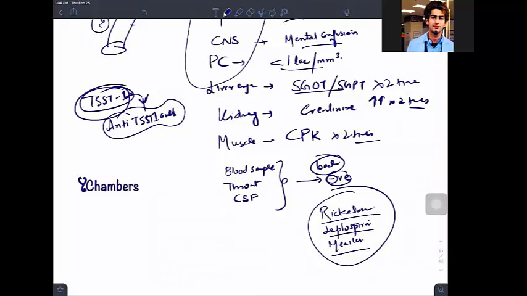So, beta hemolytic bacteria show no hemolysis. That's a false answer. Actually, beta hemolysis is a complete hemolysis with a yellow region.